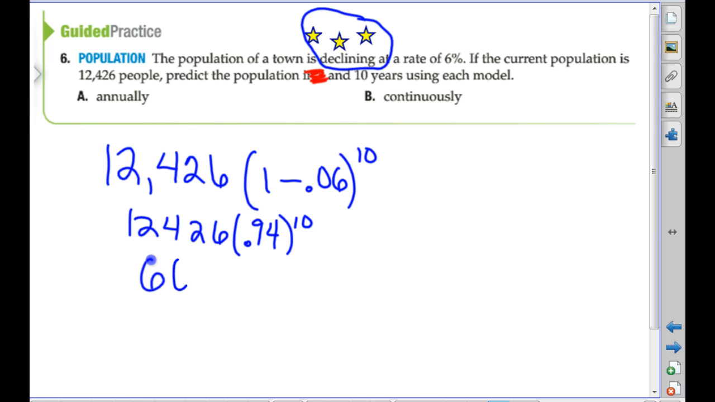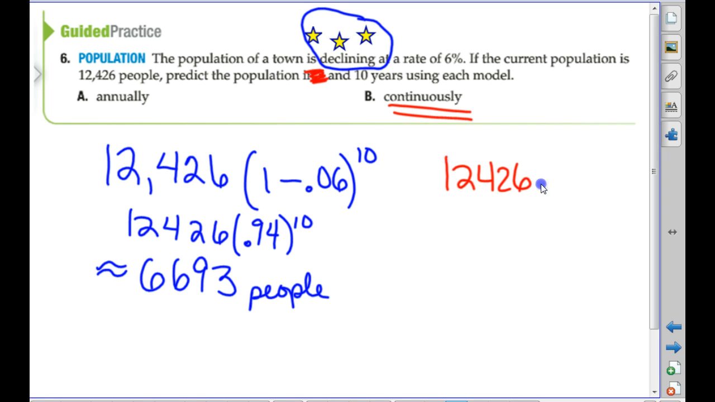All right, I got 6693 if I round, because it's people. We can't have a third of a person. All right. And continuously means I'm going to do 12,426 times what? e to the negative 0.06, because it's decaying. 6% of the people are leaving, times 10 years. 12,426 e to the negative 0.06 times 10.